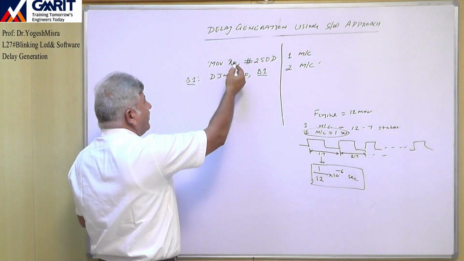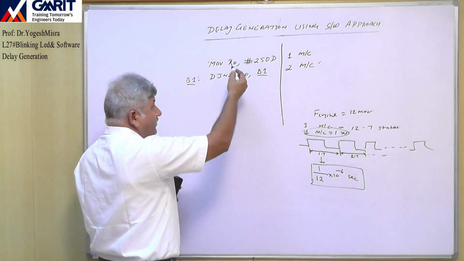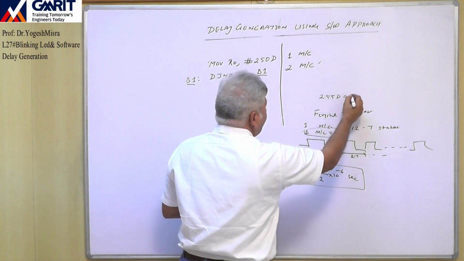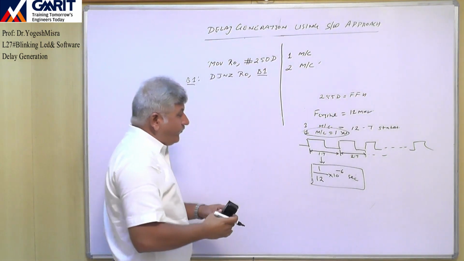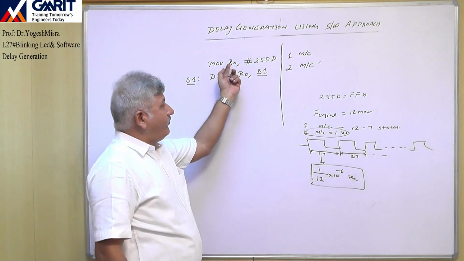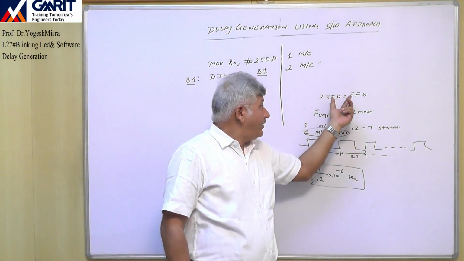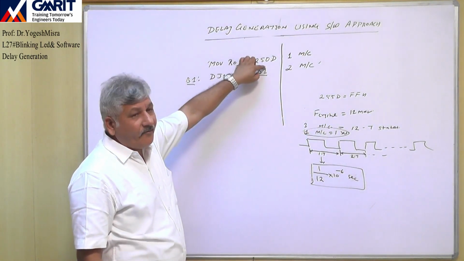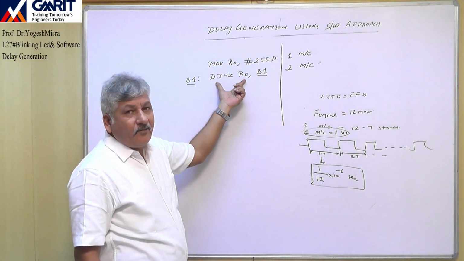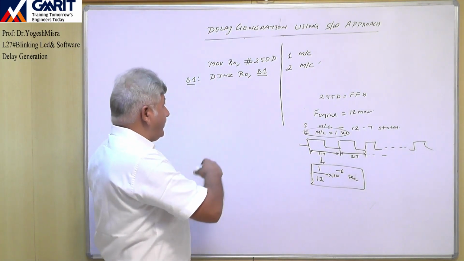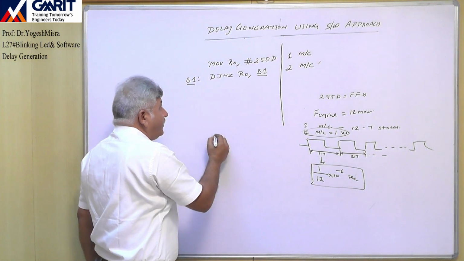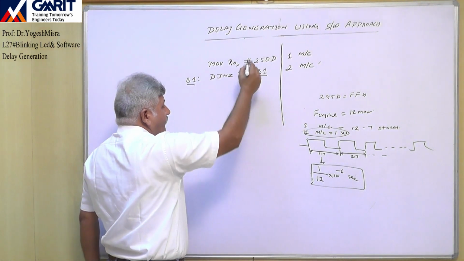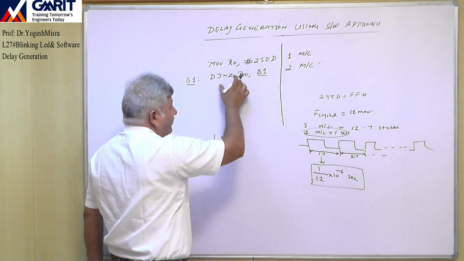In R0, what maximum value can we load? This is an 8-bit register, so maximum we can load 255D, that is FF. FF we can load in the R0 register, and the decimal value of FF is 255. So if R0 has 255, then this instruction will be executed 255 times. So in that case, the maximum delay: one machine cycle for MOV R0, #250, plus this instruction will repeat for 250.